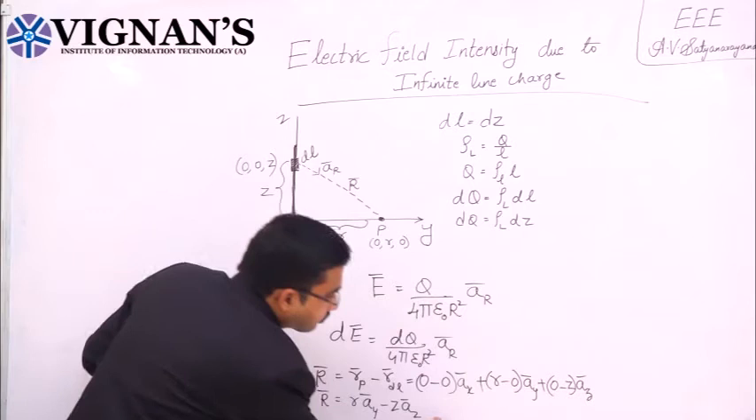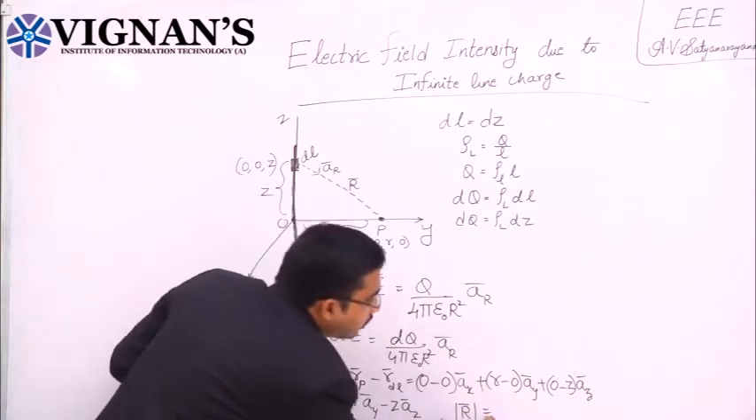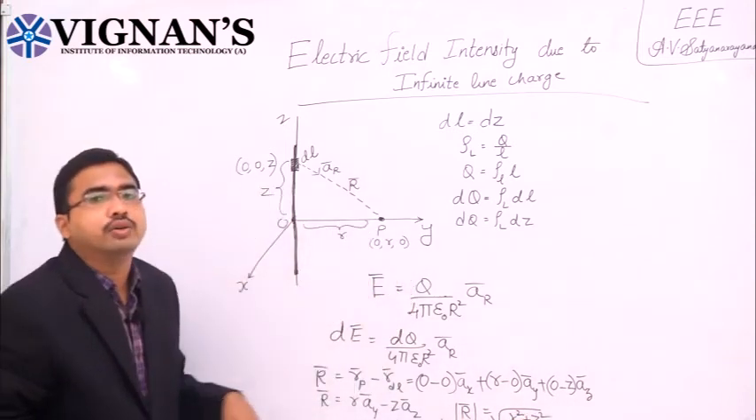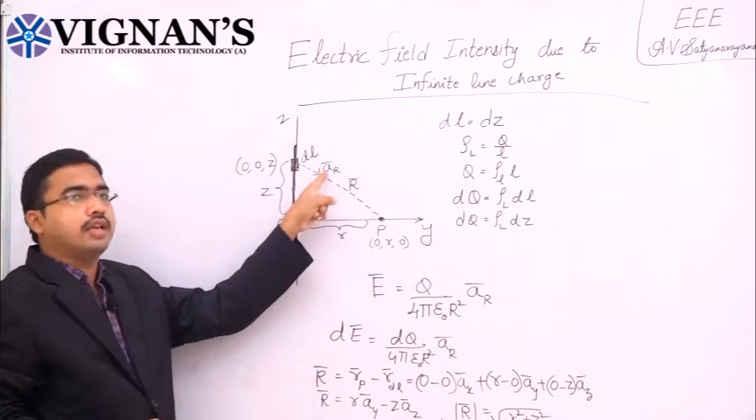Now what is the magnitude of this? The magnitude of this will be root over r square plus z square. Now what is the unit vector along this r bar? The unit vector along this r bar is aR bar.